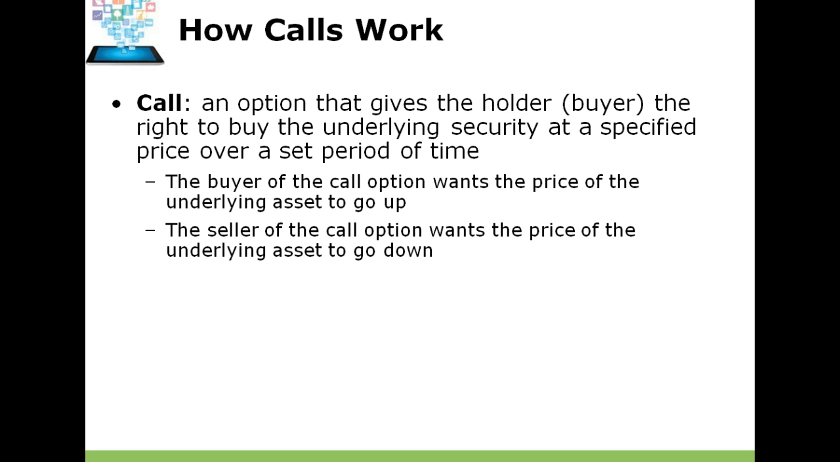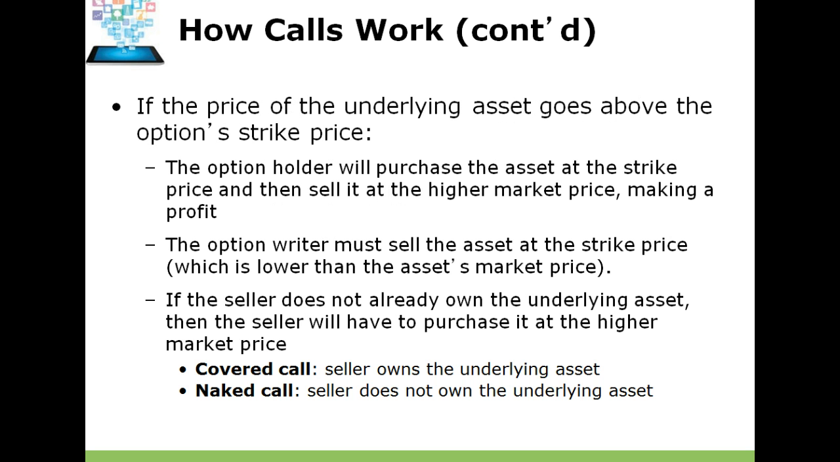Let's talk about how a call option works. Okay, you want to buy a call option. It's going to give you, as the buyer, the right to buy underlying stock at a specific price for a specific period of time. So as the buyer of the call option, you want the stock price to go up. If you're the one writing the call option, you're hoping for the stock price to be flat or go down.